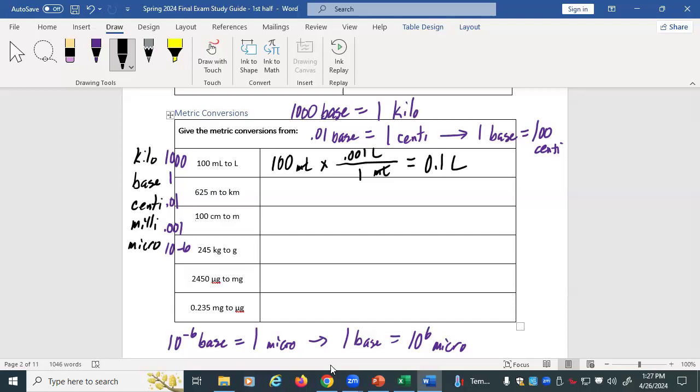Now again, if you don't like working with the scientific notation or the decimals, easy enough to flip those around. So instead of 0.001 per milli, you could put in 1,000 milli to 1 liter. You would have got the same exact thing.